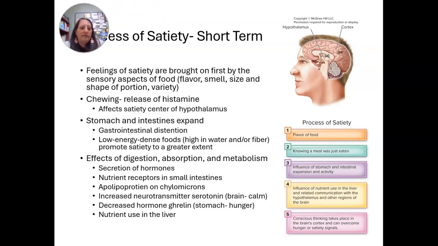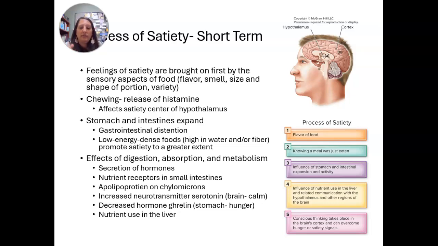And then there's the effects of digestion, absorption, and metabolism. So secretion of hormones during these processes, nutrient receptors in the small intestine as they bind to nutrients, that's going to trigger satiety. Apolipoprotein on chylomicrons, okay, those are going to trigger satiety. Neurotransmitters like serotonin, those get released during these processes, and they trigger areas in the brain which cause calmness. Decreased hormone ghrelin. So ghrelin is the hormone that triggers hunger. It is secreted by the stomach, so those levels go down.